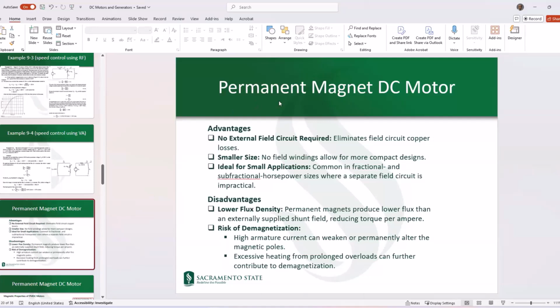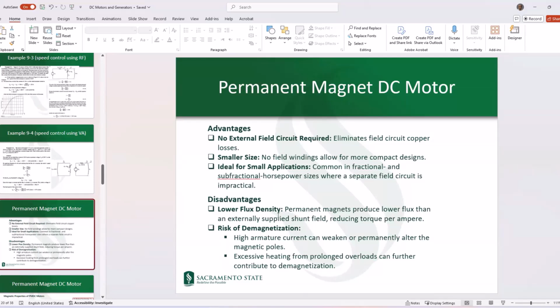There are some advantages associated with permanent magnet DC motors. There is no external field circuit required, which eliminates the field circuit copper losses. Also, it has a smaller size because there is no requirement for field winding. It is ideal for small applications, which is common in fractional and sub-fractional horsepower sizes where a separate field circuit is impractical.